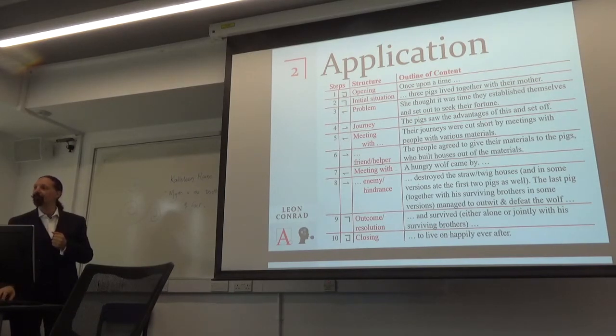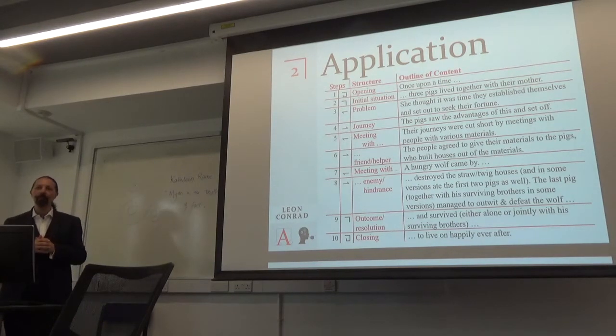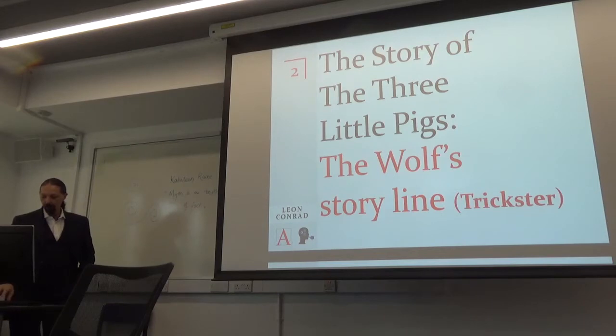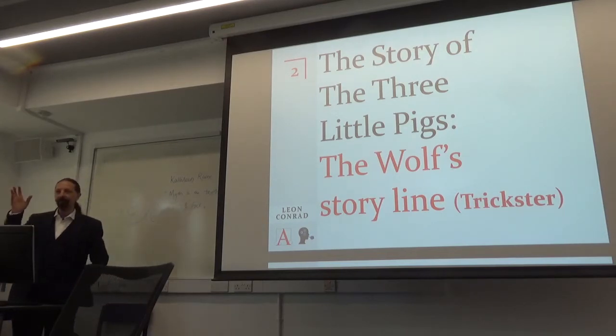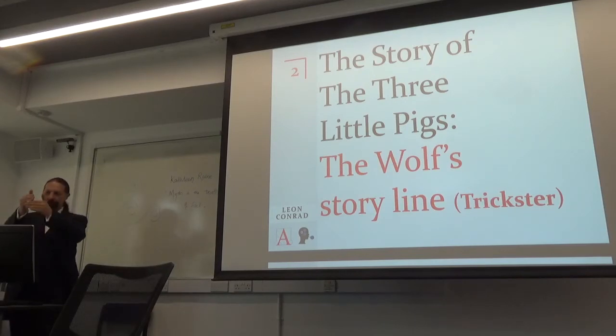Can you feel that backwards, forwards, backwards, forwards, backwards, forwards thing going on 3 times in the story? That's the quest structure. So what about the wolf storyline? Now, the wolf storyline follows a trickster structure. And in the trickster structure, there are 2 characters whose storylines conflict, their quests conflict.